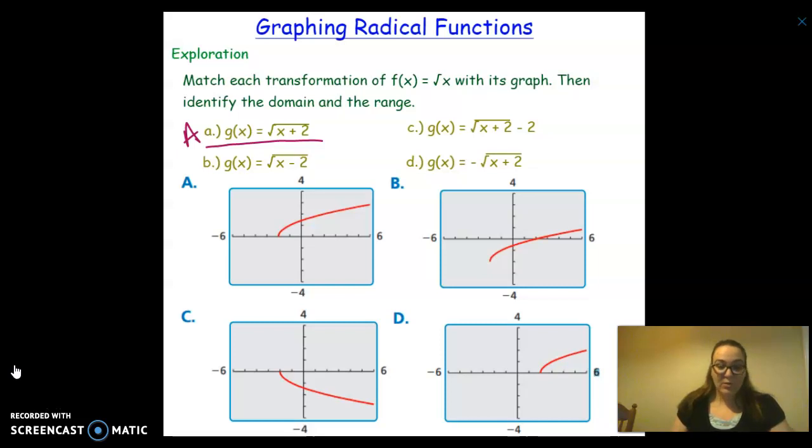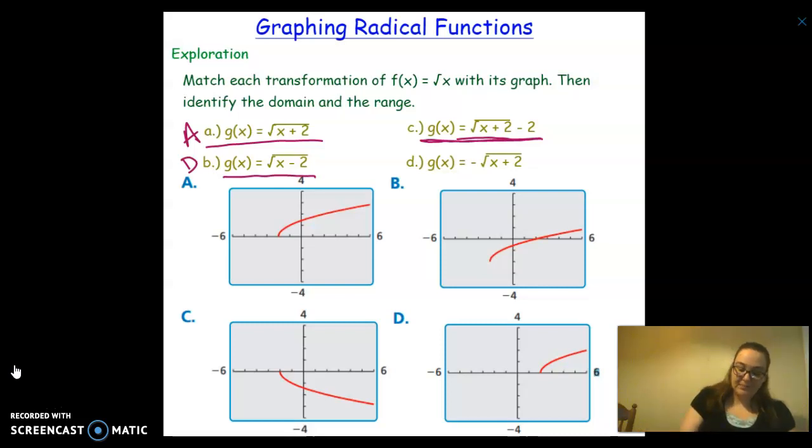B says square root of x minus 2. Okay, that minus 2 in here would mean that, hey, it's going to move to the right, and the only graph that moves just to the right is D. C is square root of x plus 2, and then a minus 2 on the outside, so that means it's going to move to the left and down. Okay, so the only graph that moves to the left and down is B. And that leaves, by process of elimination, but it also is the only one that's reflected, graph C.